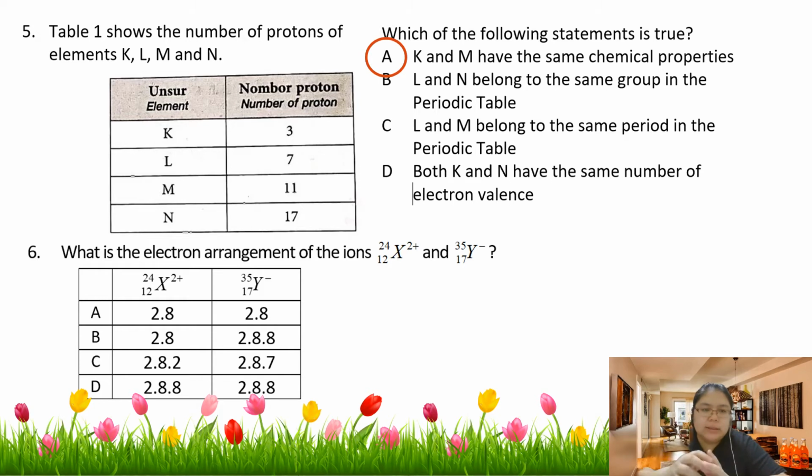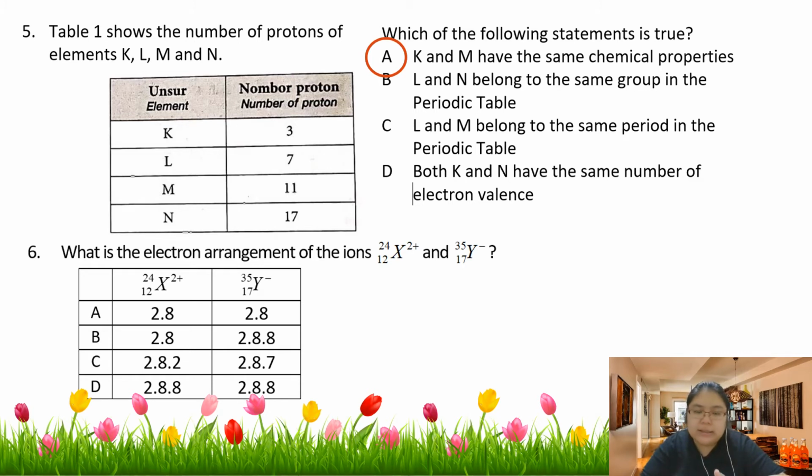Okay, 6. Electron arrangement for the ions X and Y. Okay, X proton number is 12. Then they put 2 positive. So that means 12 should be 2, 8, 2, right? Then you have 2 positive outside. Okay, Y is 17. Then 1 negative outside. So 17 should be 2, 8, 7. So the answer, remember, we cannot choose answer C because C is an atom.